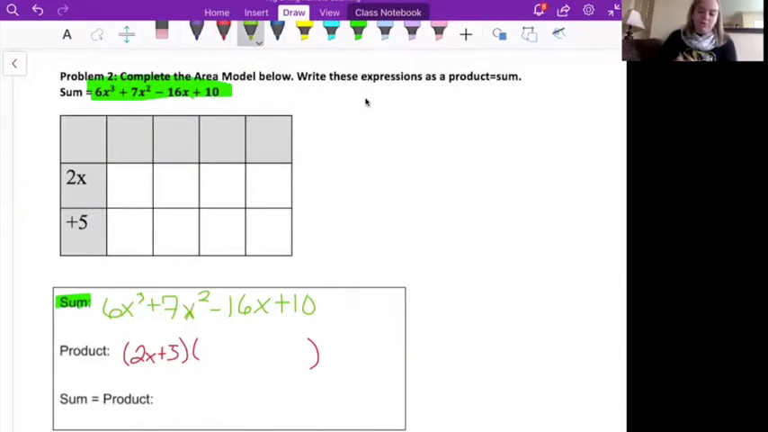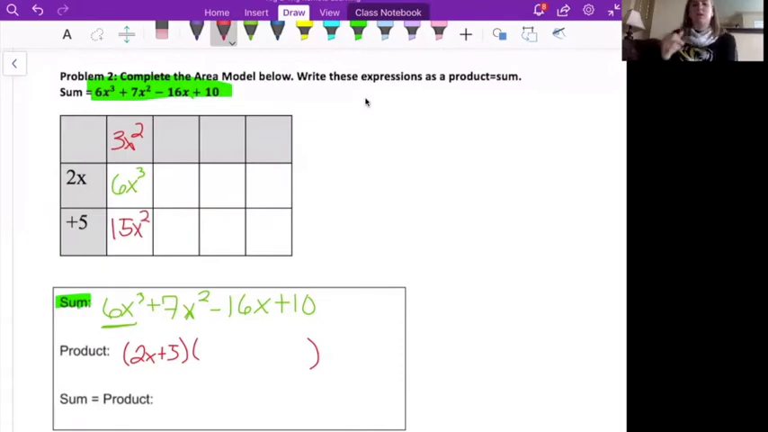I'm going to start with 6x cubed, and that's going to go here. Then I want to think about what times 2x gives me 6x cubed. I know that that is going to be 3x squared, because 3x squared times 2x gives me 6x cubed. And then I take 3x squared times 5 to get 15x squared.